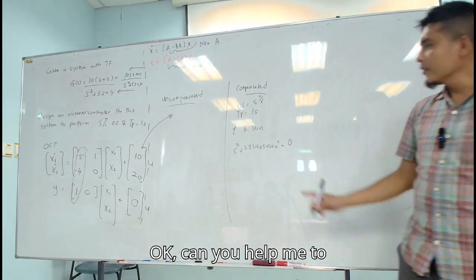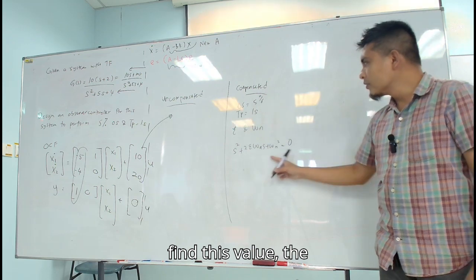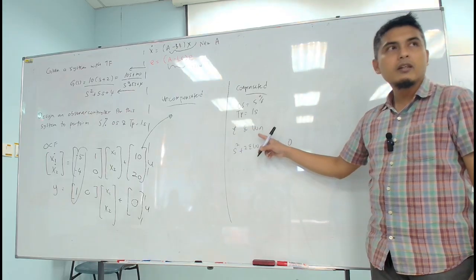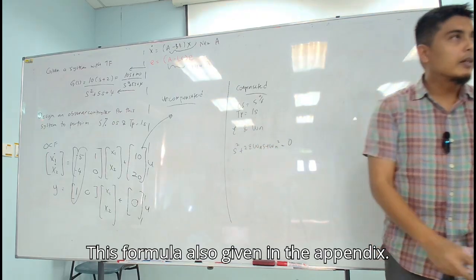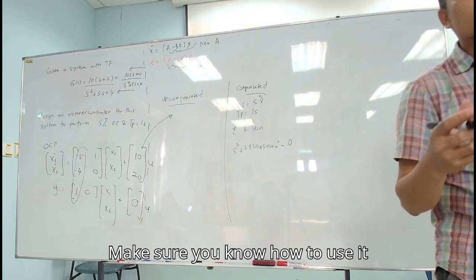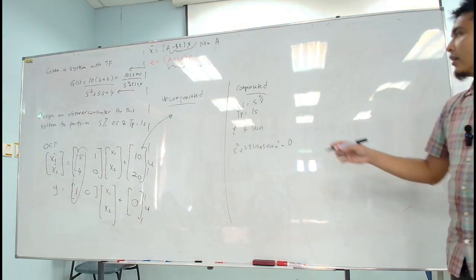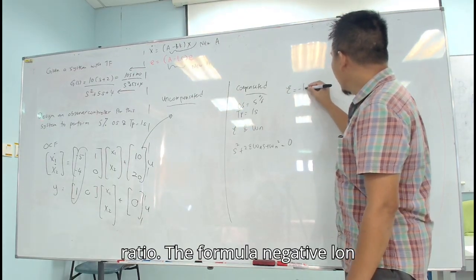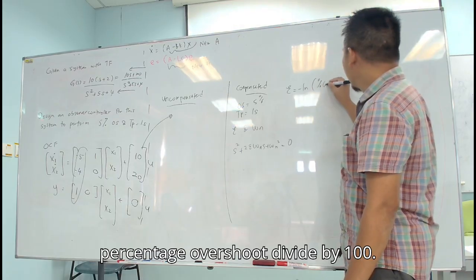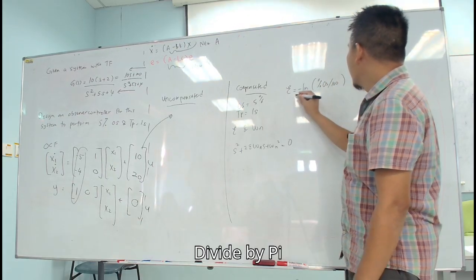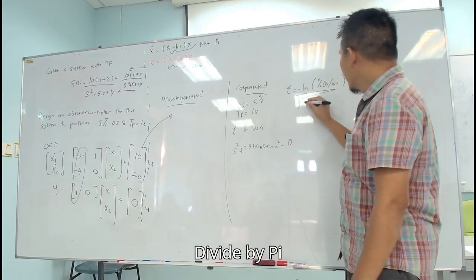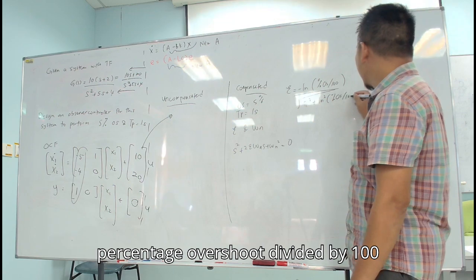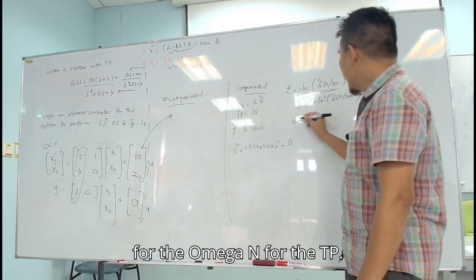Okay. Can you help me to find the damping ratio and damping frequency? This formula is also given in the appendix. Make sure you know how to use it. To get the damping ratio, the formula is negative ln of percentage overshoot divided by 100, divided by the square root of pi squared plus ln squared of percentage overshoot divided by 100. For the omega n, we use the peak time, TP.